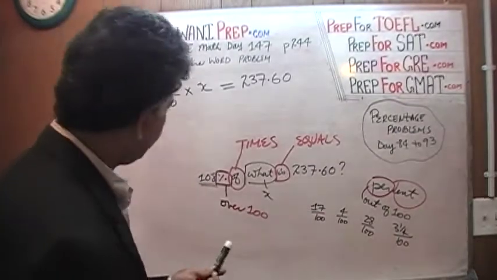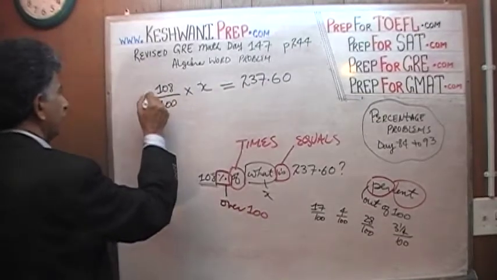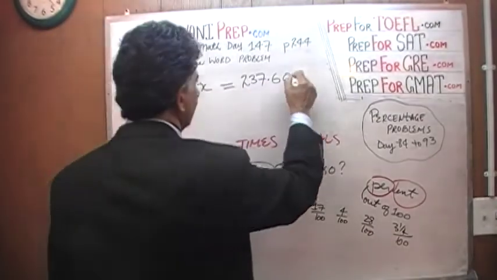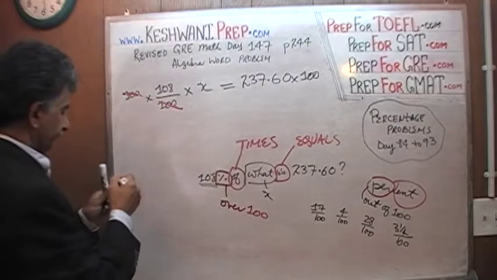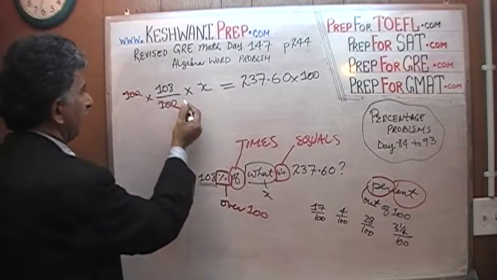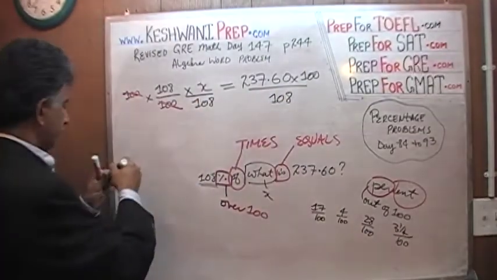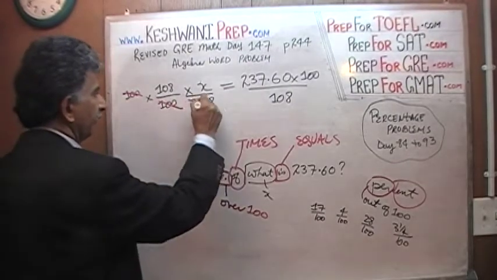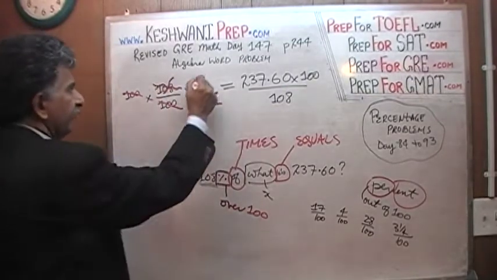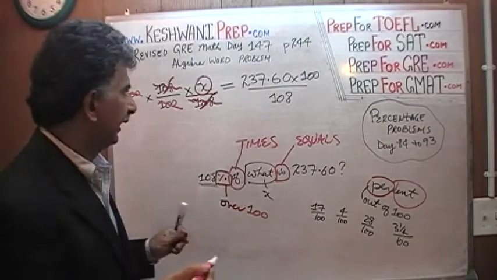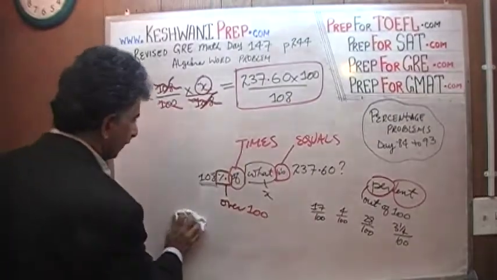So here we go. We have to get rid of the 100 from the bottom here. So let's multiply both sides by 100. We can get rid of this 100 from the bottom. We have to get rid of this 108 from the top. Let's divide both sides by 108. Now we can get rid of this 108. So what we're left with is x, which is what we wanted. We wanted the x by itself, and x equals this quantity, which we're going to figure out in 1 second. I need the room, so I'm going to erase all of this.